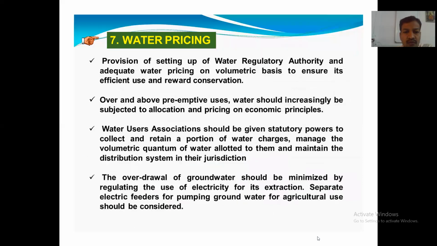Then water pricing. For water pricing, provisions are made for setting up a water regulatory authority. Adequate water pricing should be done on a volumetric basis for the efficient use of the water and to reward conservation.